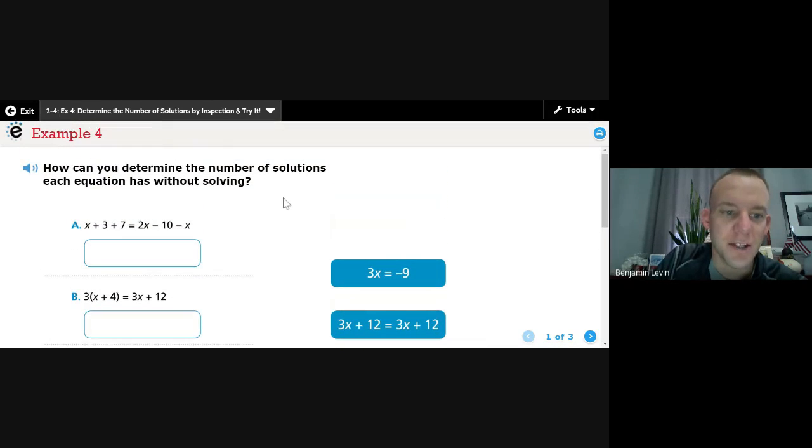So here's what it's asking. It's asking us to figure out what this is. I can't really highlight on here, can I? But can you guys see at least my mouse? Can you see my little cursor arrow on the screen?